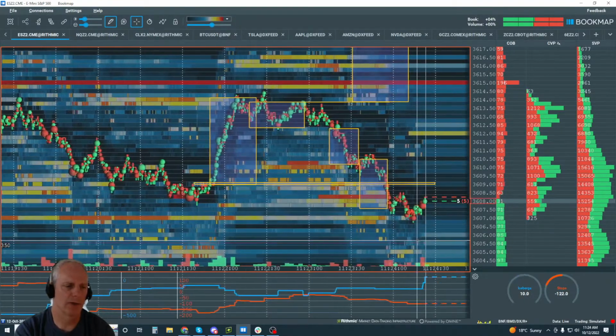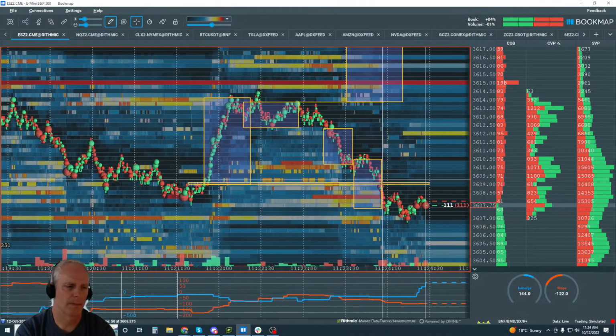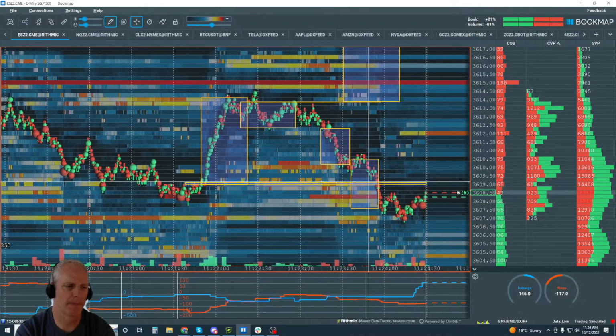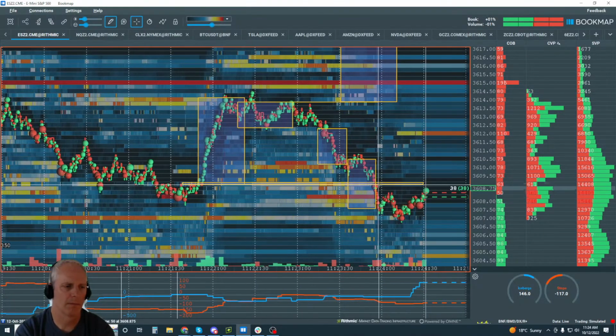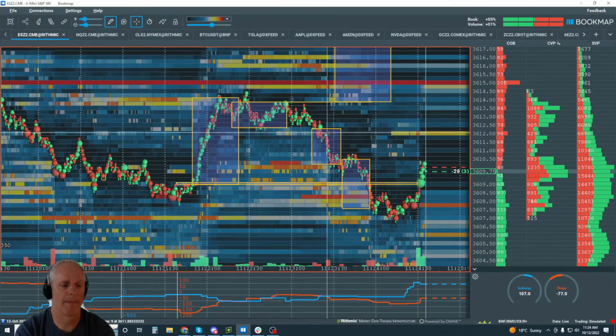Okay, so where would your pullbacks be in here? One could be here. This is a good one. One could be up here as well. One could be even here.